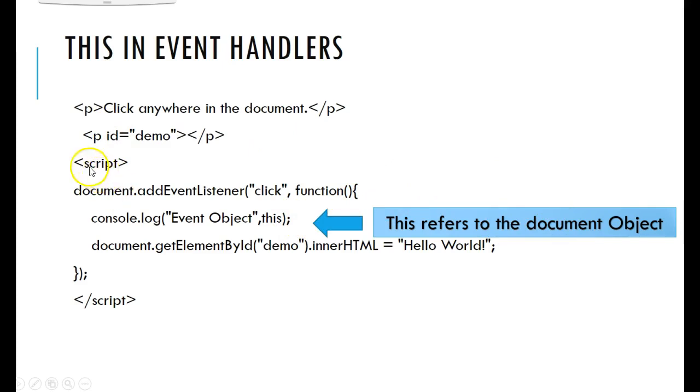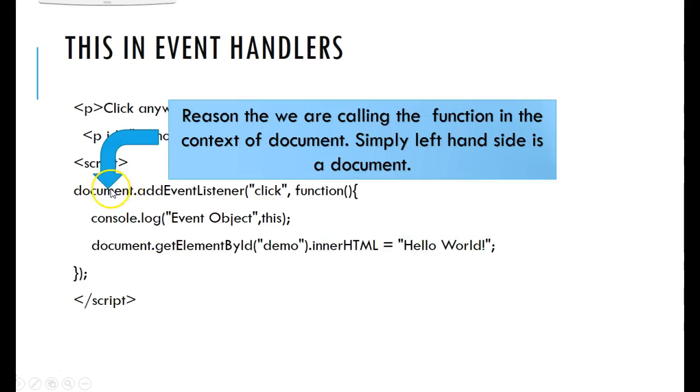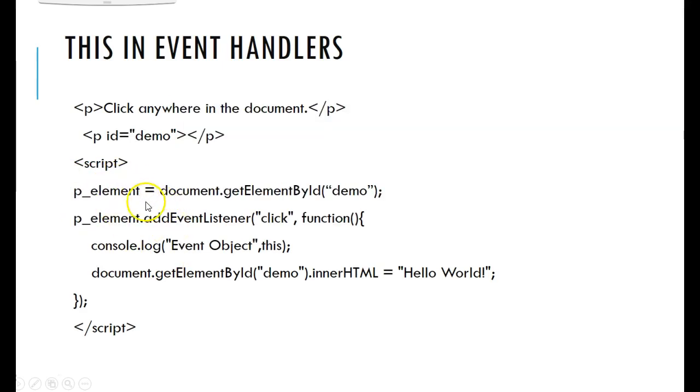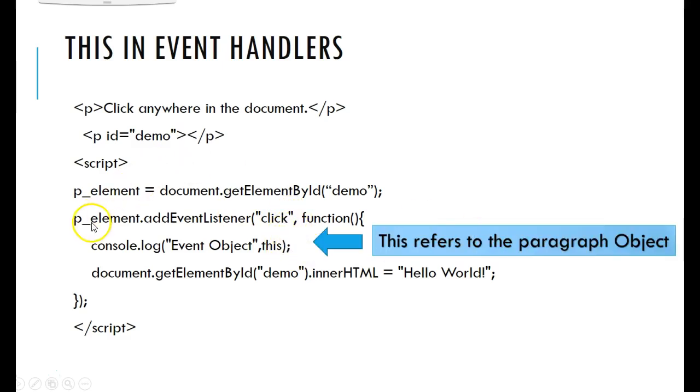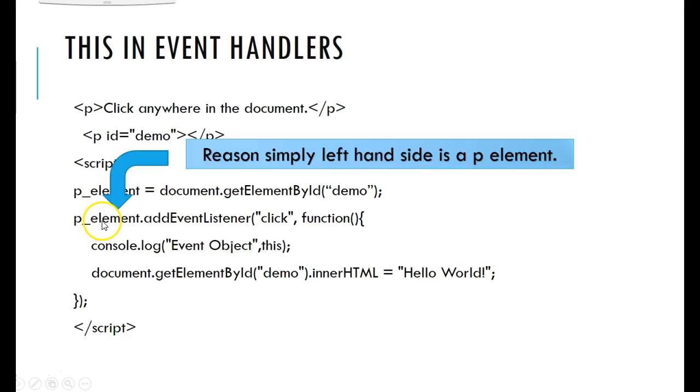The reason is very simple. As I mentioned, the left hand side is document here and not window. So here we have explicitly put document, so this will represent the document element. For example, if instead of document I put a p element here and add an event listener, this will represent the paragraph element. This is just because on the left hand side we have a p element.